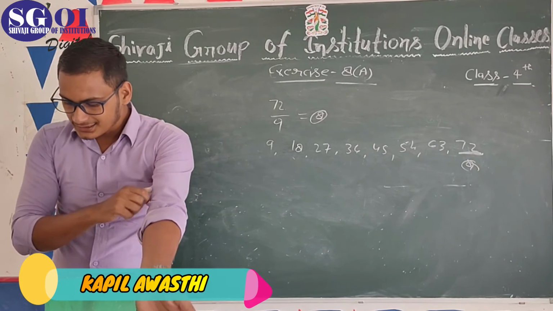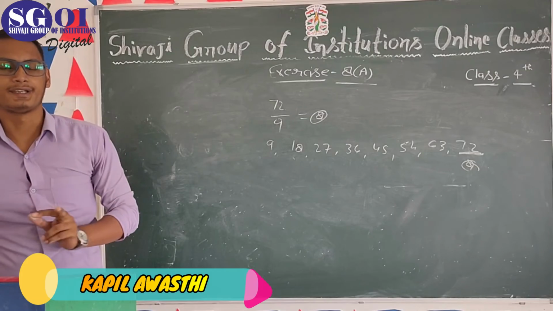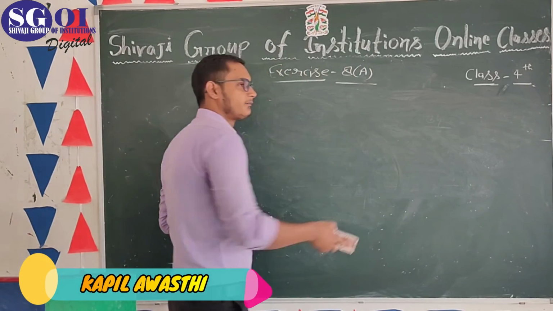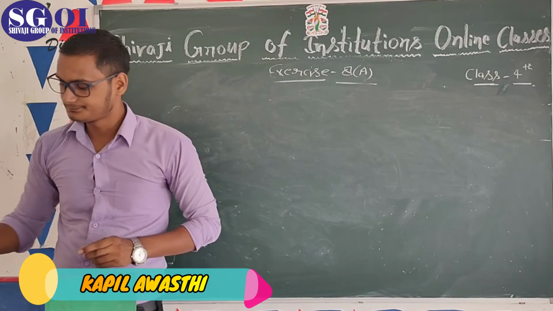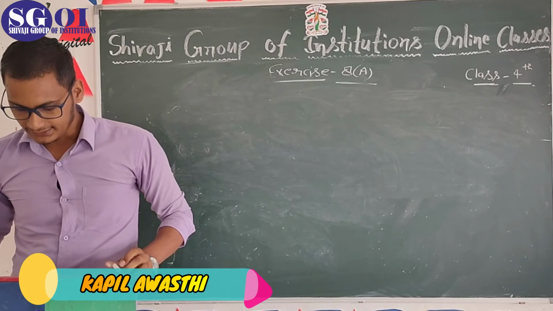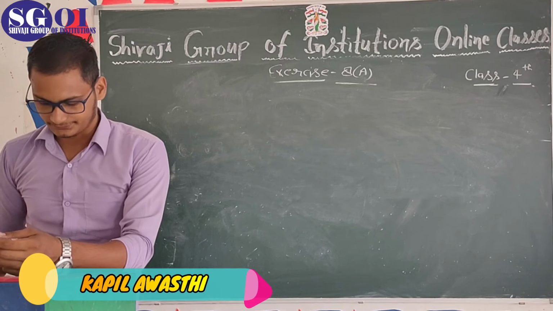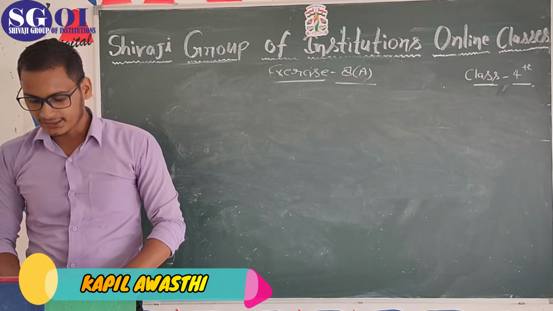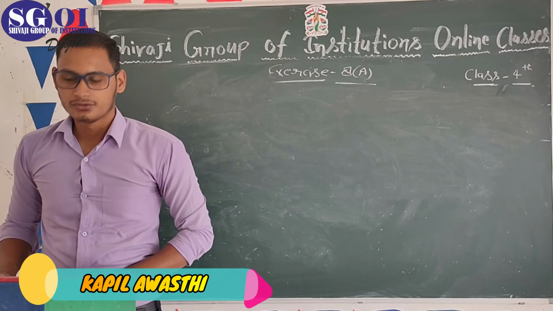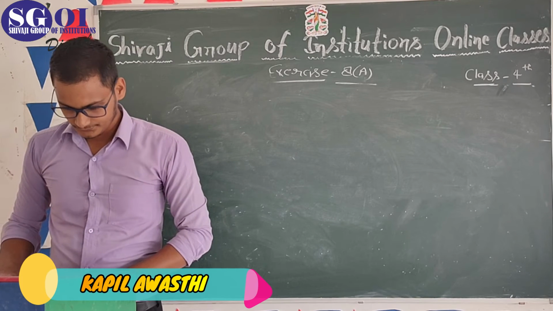Question number 2. Is 144 a multiple of 16? Yes, 144 is fully divided by 16. So we can say that 144 is a multiple of 16. Next, question number 3. Is 168 a multiple of 21? Yes, 168 is a multiple of 21. Question number 4. Is 169 a multiple of 14? No. 169 is not divided by 14. So 169 is not a multiple of 14.